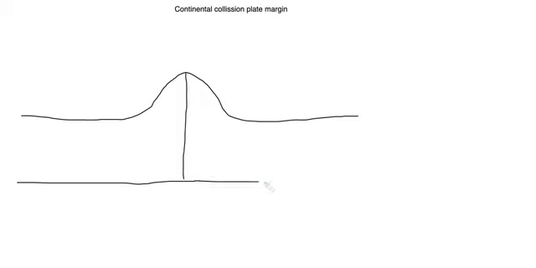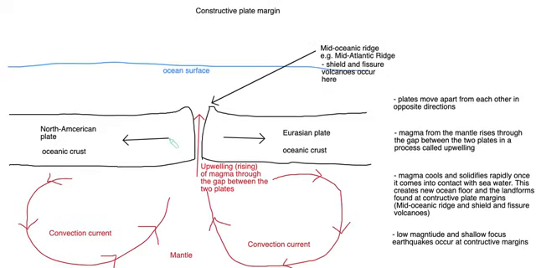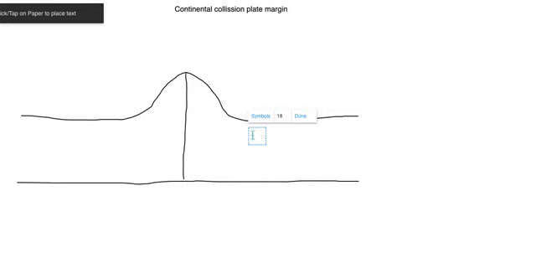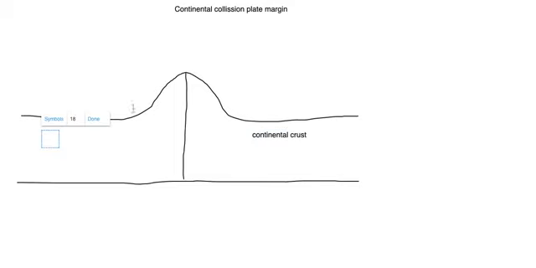Okay, and the last one we're going to do is Continental Collision plate margin. Again, this is simpler. So here I'm going to do a cross section again, and this time I'm going to do it like that, and then this line separating my two plates. Now notice I've done these plates a lot thicker than these ones. That's because these are continental crust, and continental crust is thicker than oceanic crust. So let's label that continental crust. So as the name suggests, it's collision between two continental plates.